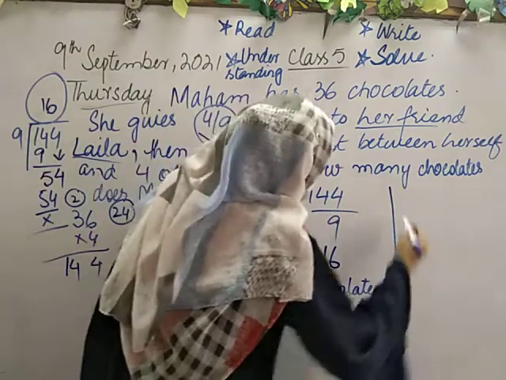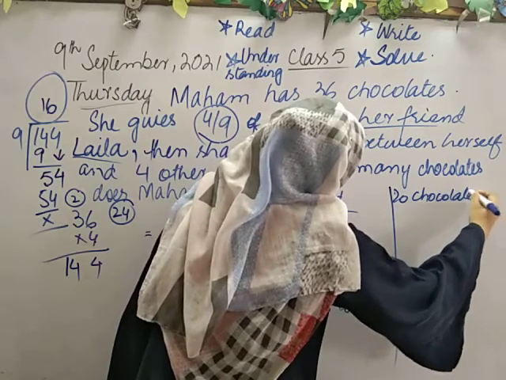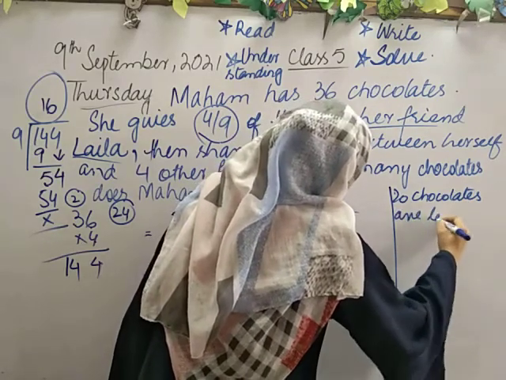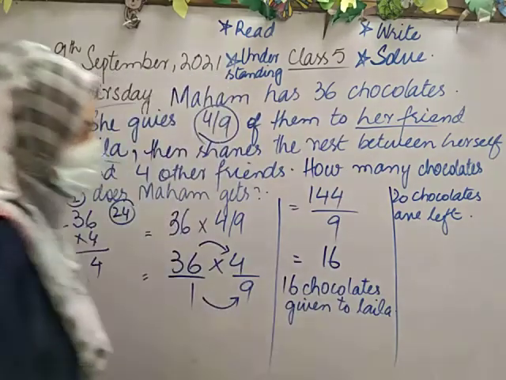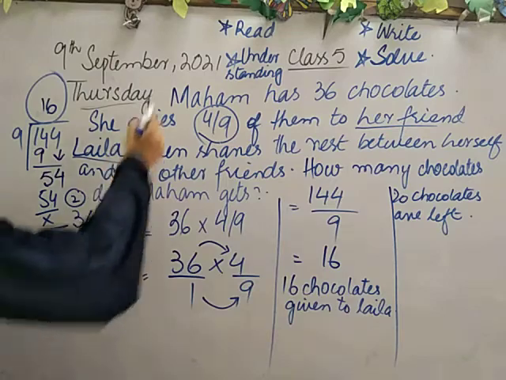अब यहाँ हम क्या लिखेंगे? 20 chocolates are लेफ्ट। ठीक है, 36 टोटल थी जिसमें से 16 उसने लैला को दे दी एंड वी हैव 20 chocolates which are left. Now class, I am going to read again the question statement. यहाँ तक हमने क्या किया, इसको solve कर लिया.